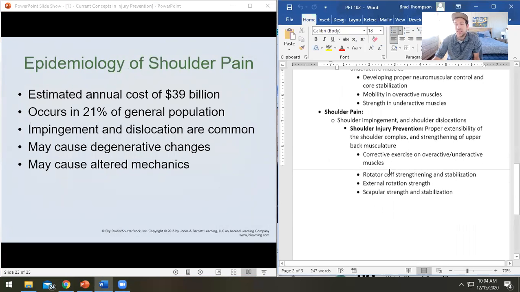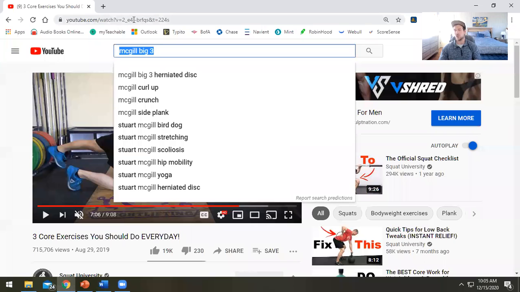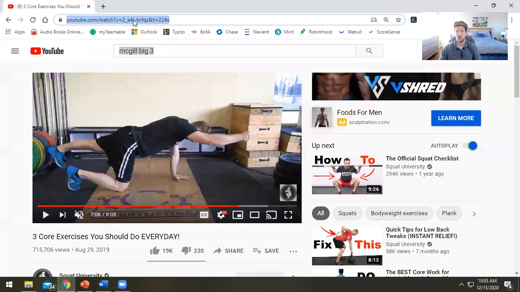And lastly, on our list, we've got shoulder pain. Shoulder pain is so expensive just because the shoulder is hard to get into, and so surgeons charge more for it. It occurs in about 21% of the general population. The two most common are going to be shoulder impingement and full-on shoulder dislocations. Shoulder dislocations are usually a contact injury, usually a traumatic event.